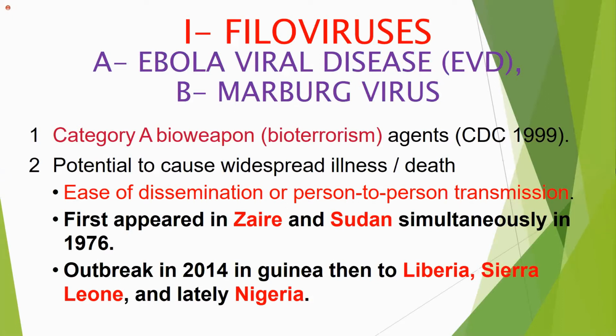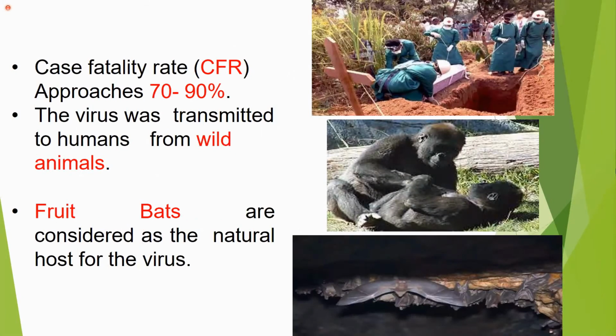Then there was another big outbreak in 2014 in Guinea, then to Liberia, Sierra Leone, and lately Nigeria. So these are the African countries in which this Ebola virus spread. Then the case fatality rate approaches 70 to 90%. The virus was transmitted to humans from wild animals. Fruit bats are considered the natural host for the virus.